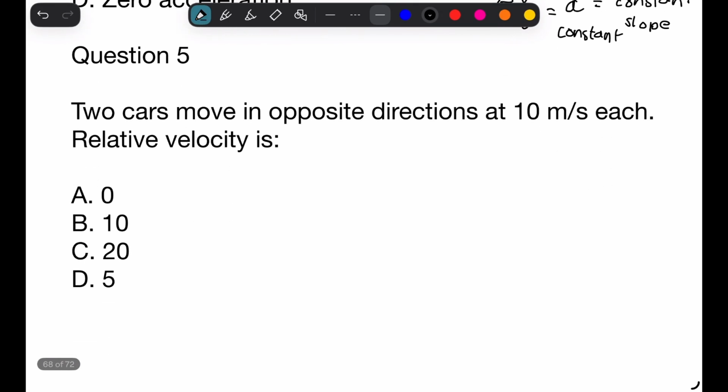Now, if you have two cars moving in opposite directions at 10 meters per second each, what is your relative velocity? Well, v relative is equal to v1 plus v2. So you have 10 plus 10, which is equal to 20. If you have opposite directions, you would add them.